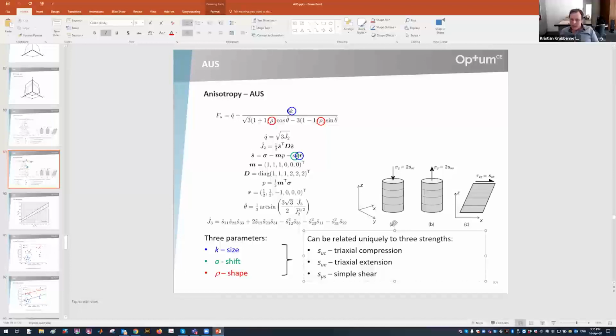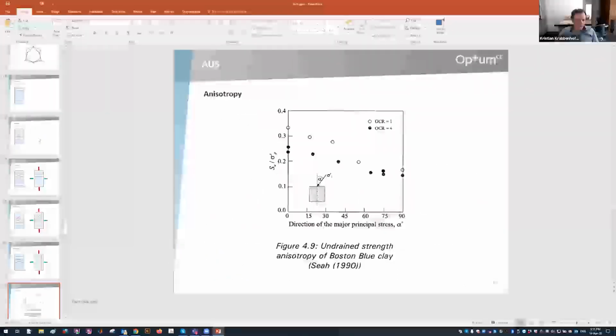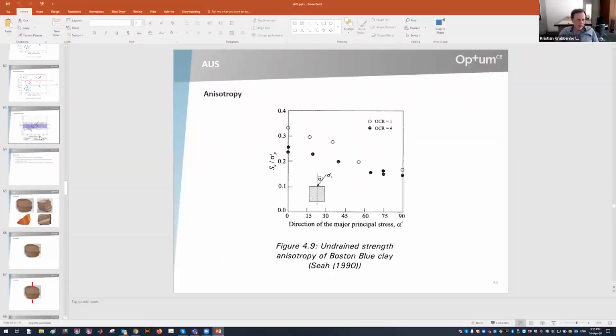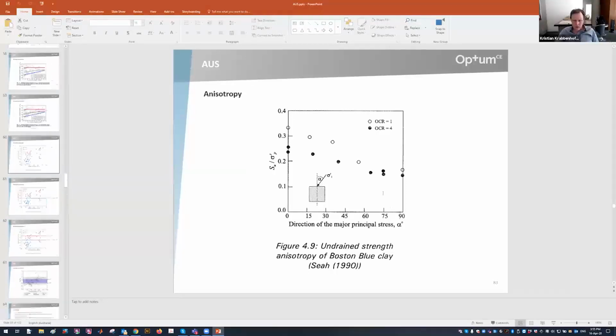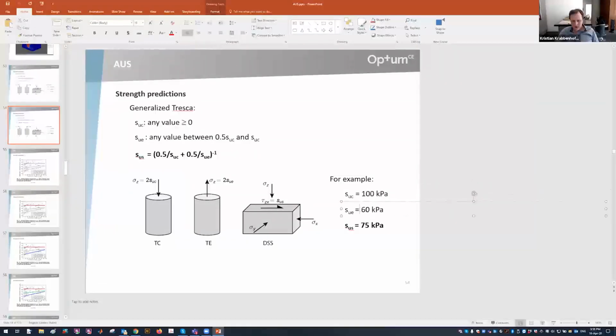So, let's say there wasn't a much better explanation. I had this example here. If we were to enter an undrained compressive strength of 100, extension 60, and a simple shear strength of 75, well, that corresponds to what we would have with an isotropic material. So in that case, there is no anisotropy induced at all.